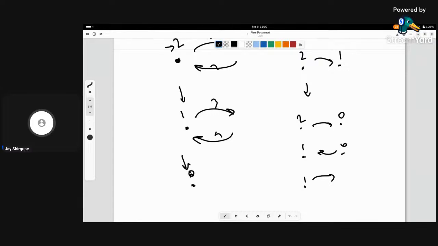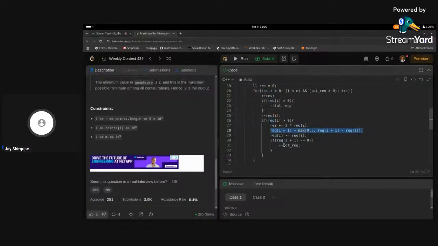When you go front, this would just go on adding points of I to the next element. So this will also decrement I plus 1's requirement. And if I plus 1's requirement equals 0, you can decrement the total required. Why are we doing this thing?